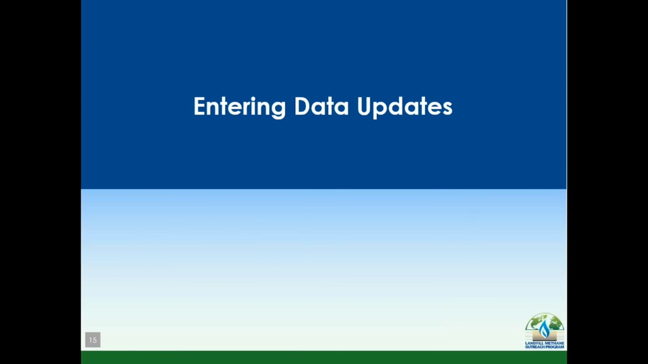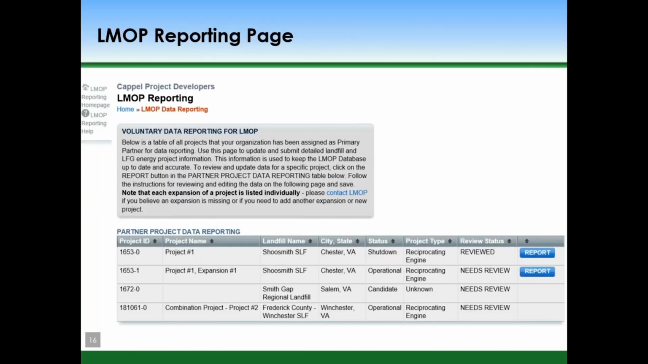All right, and now I'll show a few screenshots of the main part of this module, which is entering data updates on your landfills and your landfill gas energy projects. So this is what the reporting data page looks like. You will see a list of the projects you can report data on and their review status. The status options here are either needs review or reviewed. Our main goal in this voluntary partner data collection is to have all projects be reviewed, and we understand that many of them may have no changes necessary with that review, so that's fine.